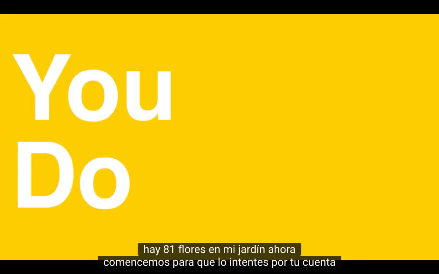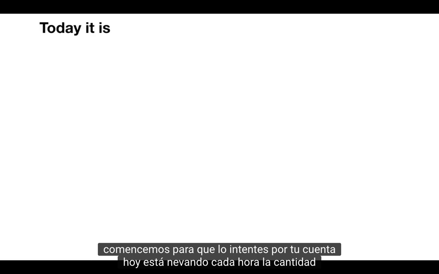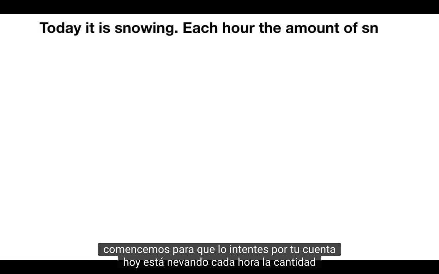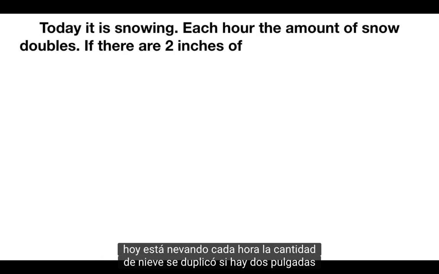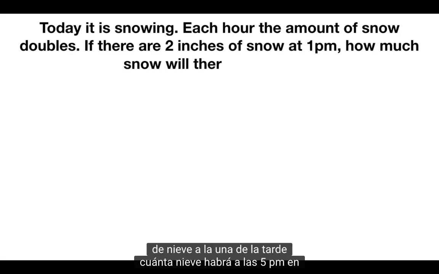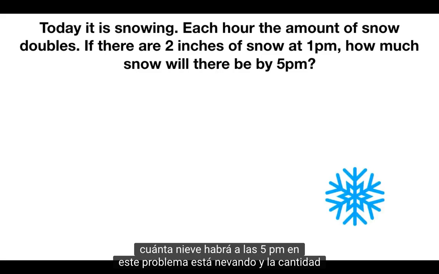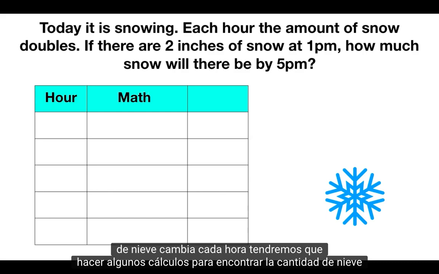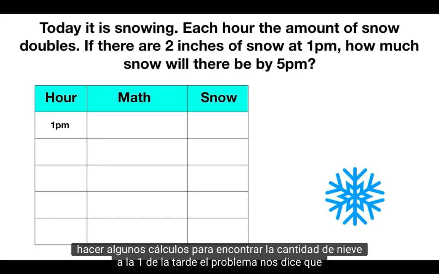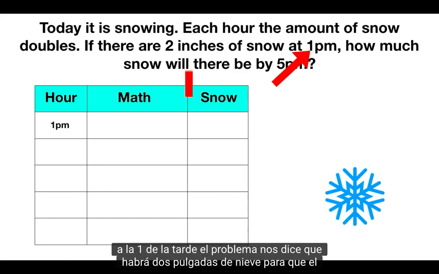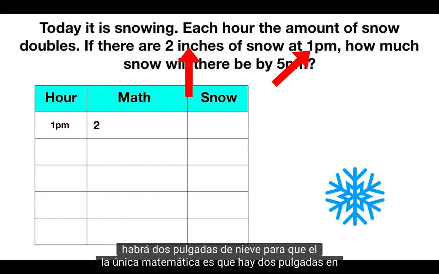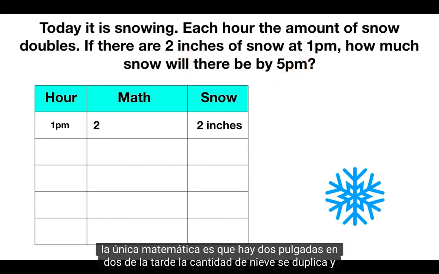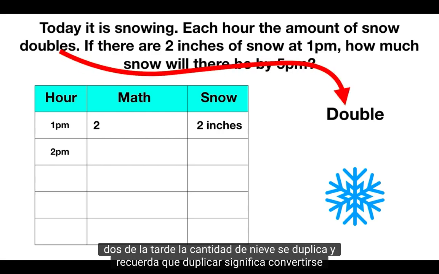Now it's time for you to try on your own. Today, it is snowing. Each hour, the amount of snow doubles. If there are 2 inches of snow at 1 p.m., how much snow will there be by 5 p.m.? In this problem, it's snowing, and the amount of snow changes. Every hour, we'll have to do some math to find the amount of snow. At 1 p.m., the problem tells us that there'll be 2 inches of snow, so the only math is that there's 2 inches.